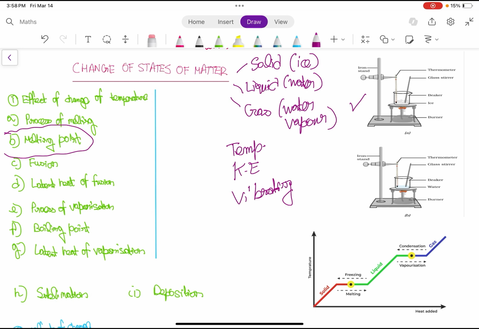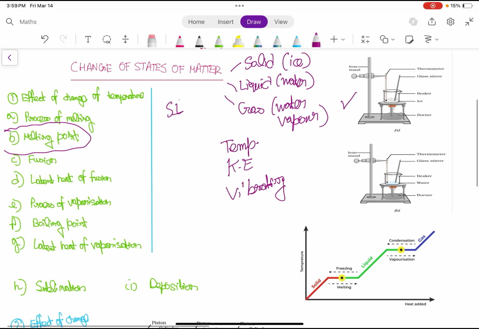What is the SI unit of temperature? The SI unit of temperature is Kelvin. And as we all know, 0 degrees Celsius is equal to 273 Kelvin. Now we come to the fusion process. The process of melting, that is change of solid state into liquid state, is also known as fusion.